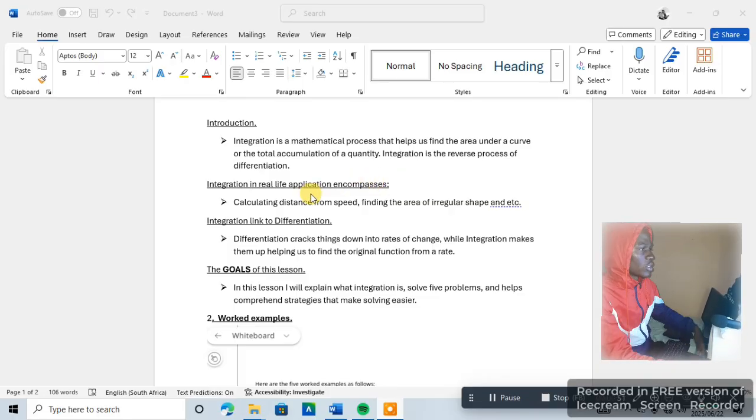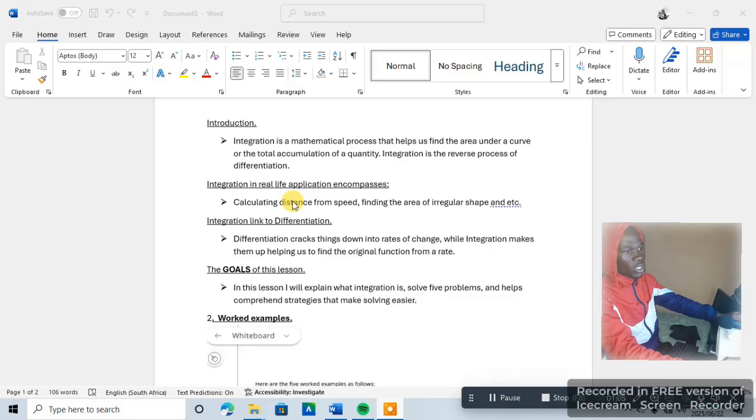So we need to know how we apply integration in real life application. Integration in real life application encompasses calculating distance from speed, finding the area of irregular shapes, and etc. There are many more, guys. You can go and check others, so you can have more clue on integration in real life application.